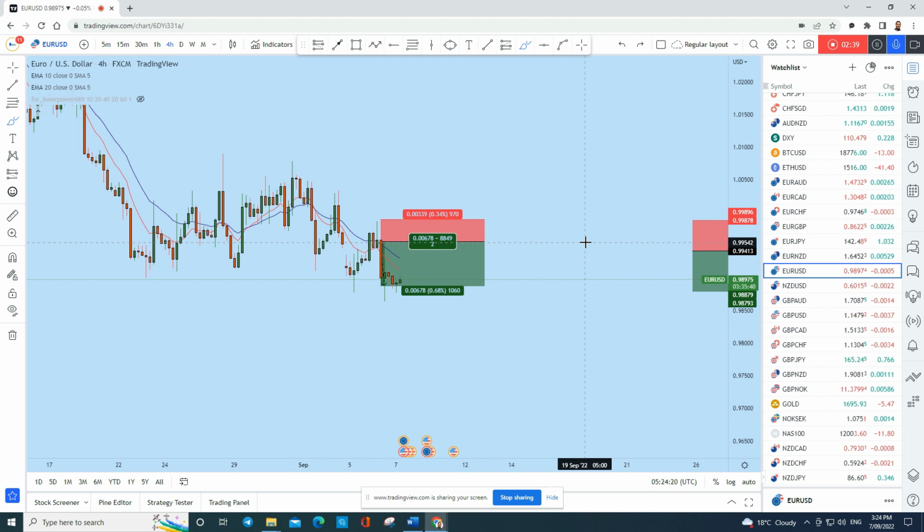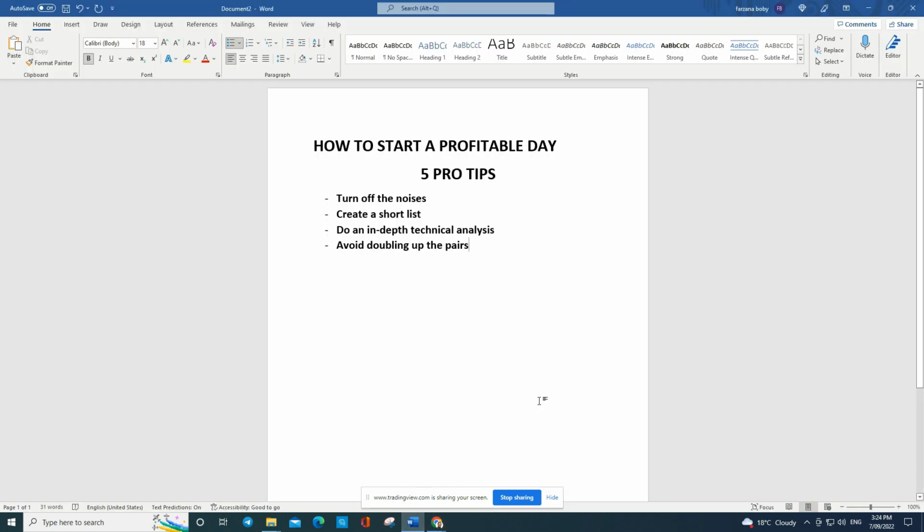So if you get confused because of some noises, in most cases you might see that you are making a bad decision. So it is important that you turn off the noises and focus on your strategy at the beginning of the day.